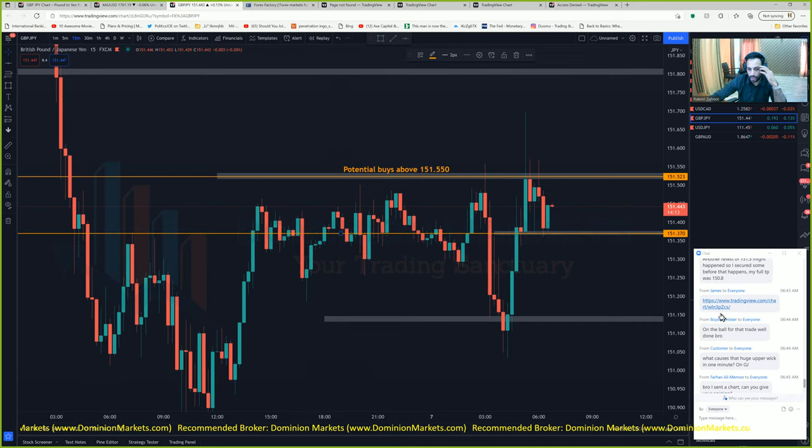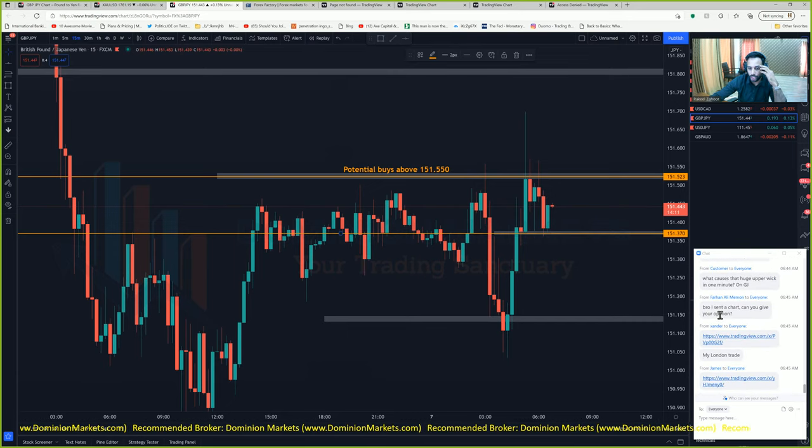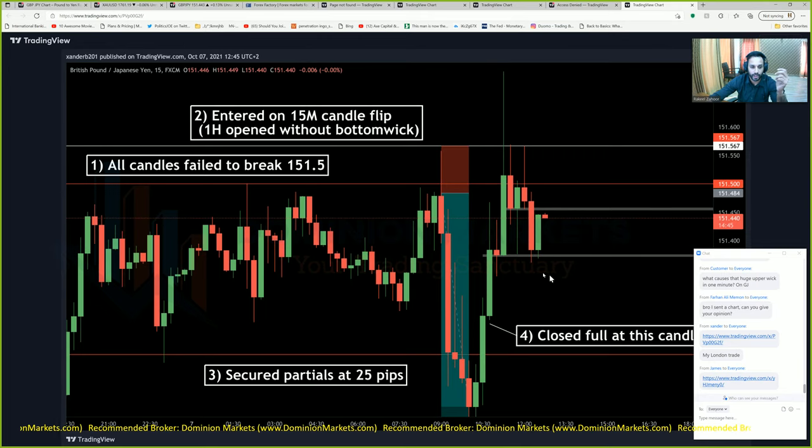Let's take a look here. Farhan, I tried opening your chart, but it said that the link is not valid. All candles failed to break 151.500. Entered right here. Close full candle. Oh, nice. Secured partially 25 pips. Beautifully done.